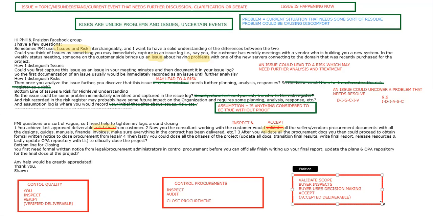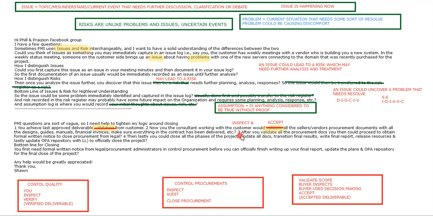So you then go further to say, now you, the consultant, working with the customer, would validate all the seller's vendor's procurement documents with all the designs, guide manuals, financial invoices. Make sure everything in the contract has been delivered. So that is a step you would carry out in control procurements. Okay, so in control procurement, that is definitely what you do. You make sure everything in the contract has been delivered, make sure you've got all the designs, all the guides, all the manuals, and so on.